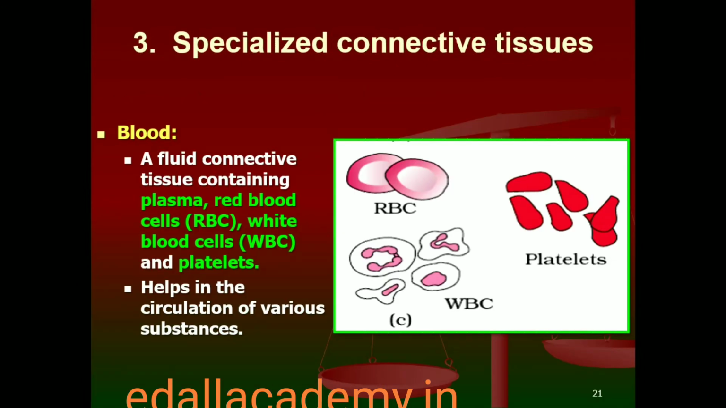Blood is a fluid connective tissue containing plasma, red blood cells, RBC, white blood cells, WBC, and platelets. It is the main circulating fluid that helps in the transport of various substances. You will learn more about blood in chapters 17 and 18.